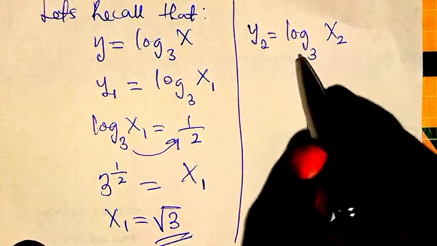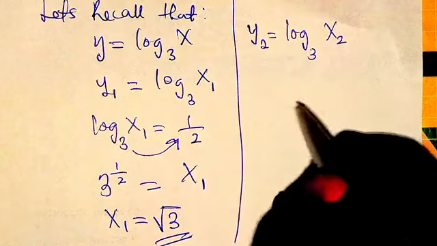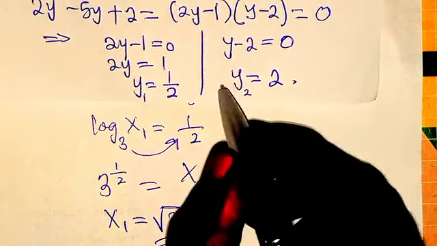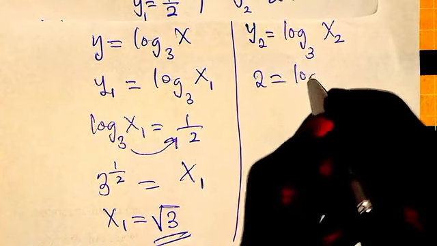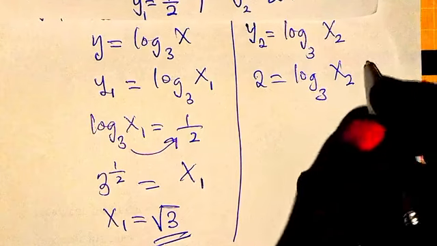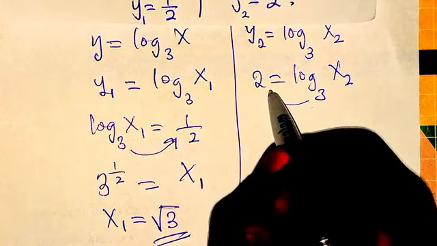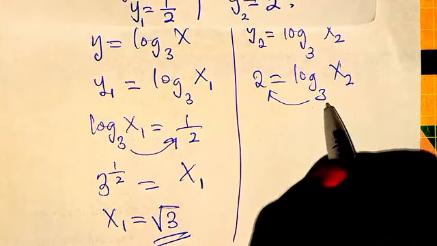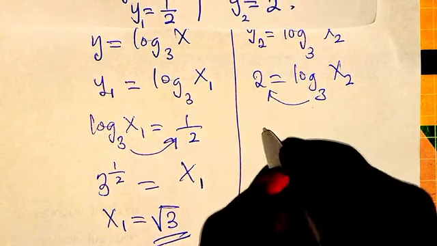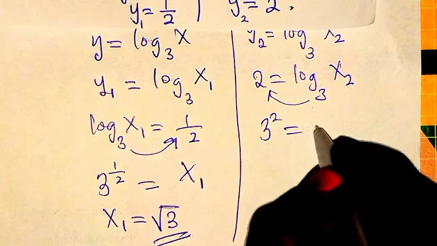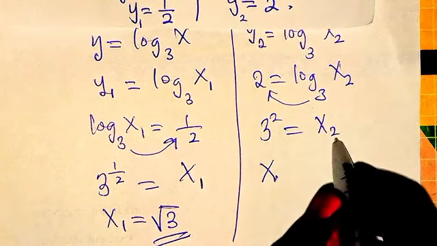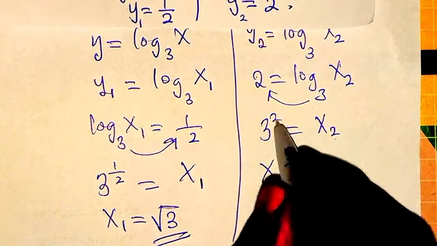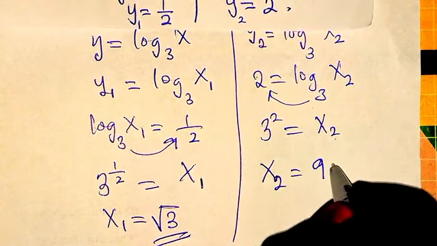So now we go to this place too. Let's see what we can do here. The y2 is 2 according to what we have. So we're going to have 2 equals log x2 base 3. So now let's write this in exponential form. 3 will be raised to this. We have 3 raised to power 2 equals x2. Then x2 is going to be 3 raised to power 2, which is 9. Can you see?